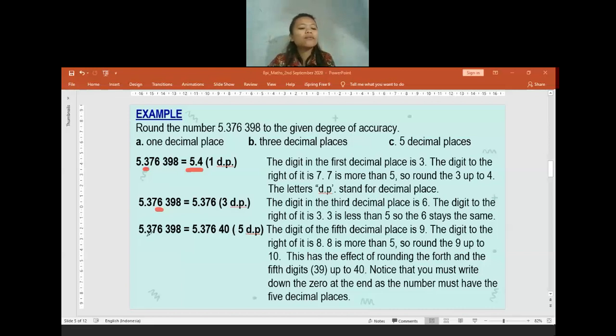For the next question, we round off to 5 decimal places. So we find the fifth decimal place. It is 9. After 9, it is 8. Whenever we meet a number that is 5 or bigger, we increase the chosen digit by 1. It's 39, so going up by 1, it will be 40. That's why when we round off this number to 5 decimal places, it will be 5.37640. If 5 decimal places, it means there will be 5 digits at the decimal places.